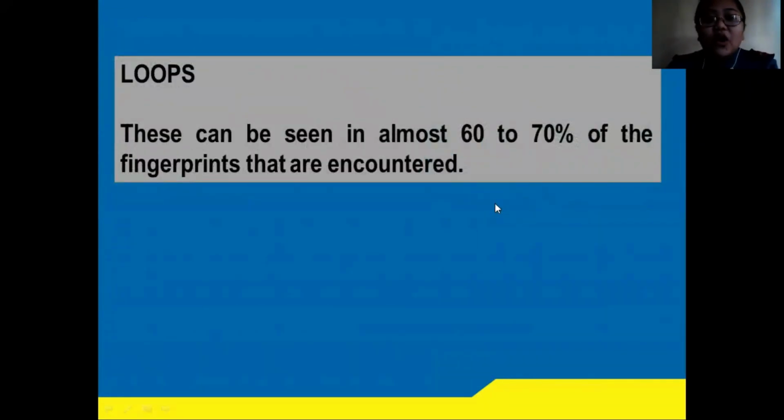This can be seen in almost 60 to 70% of the fingerprints that are encountered. Mostly loops, makikita natin sa mga women, sa mga babae. Mostly patterns, ginasa mga babae, loops. So, what do loops look like?